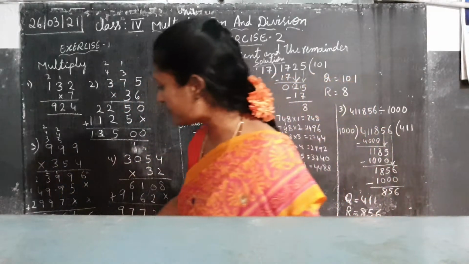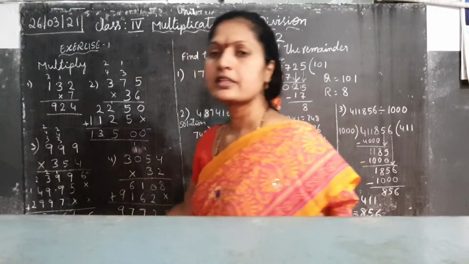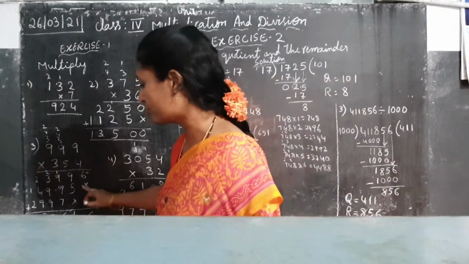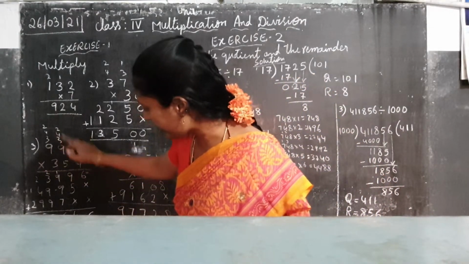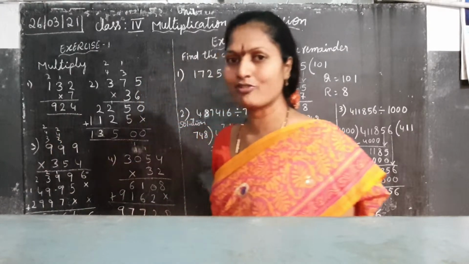Now we have to multiply with the second, the tens. Then we have to write 1 cross mark. Once you have to leave and put the cross mark here. Then 5 9s are 45. 4 carry and 5. 5 9s are 45 plus 4 we have to add.